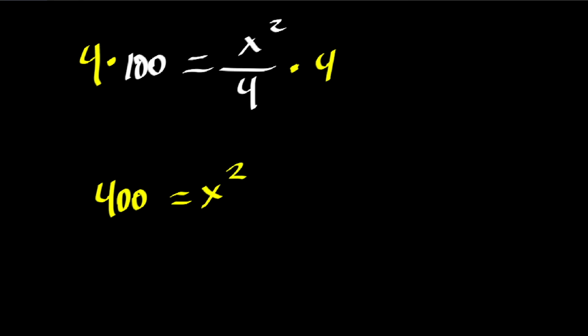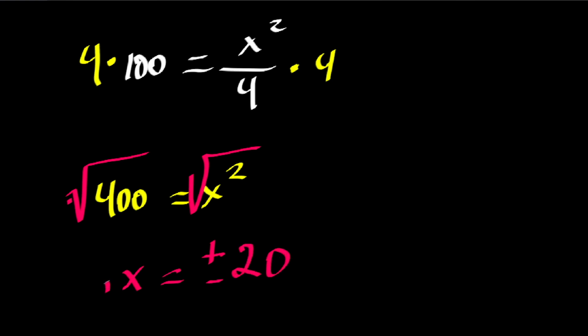Now remember, if we have just an x squared, we could actually solve this by square rooting both sides. Just remember that we have to add in plus or minus. So we're going to say x equals plus or minus the square root of 400, which would be 20. So x equals plus or minus 20, which essentially means x could be negative 20 or positive 20.